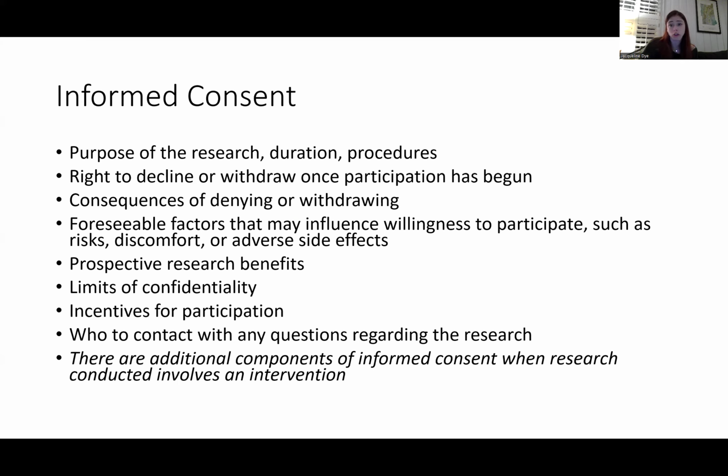So why is this research important? What are we hoping to get from it? What is society hoping to get from this research? They have to be informed of the limits of confidentiality, so how their information is going to be maintained, the incentives for participation, who to contact with any questions regarding the research. And there are additional components of informed consent when research involves an intervention. And so the APA website provides more information about that.